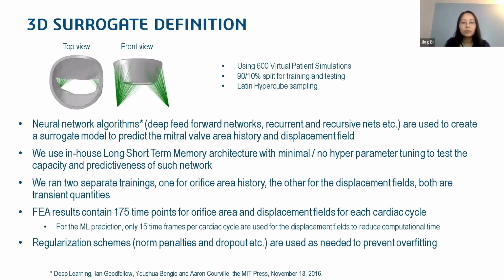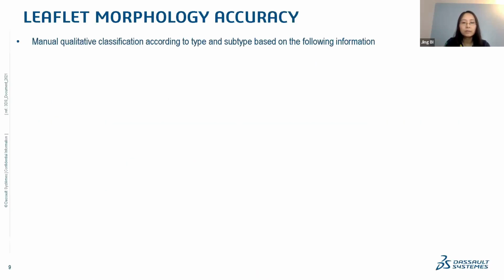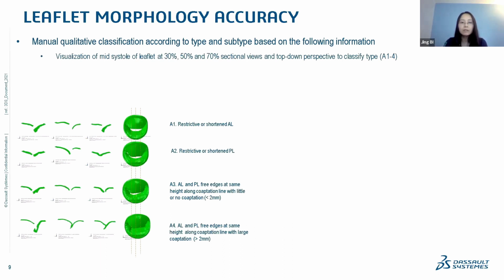Regularization schemes such as norm penalties and dropouts were used as required to prevent overfitting. To evaluate the accuracy of the leaflet morphology resulting from the machine learning predictions, we performed a manual qualitative classification according to types A and subtypes B. Briefly, we looked at leaflet configurations at mid-systole at 30%, 50%, and 70% sectional views, and top-down views to classify types A1 to A4, which are qualitative indicators of how the leaflets come together globally.